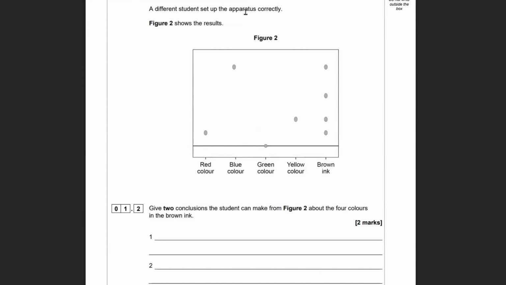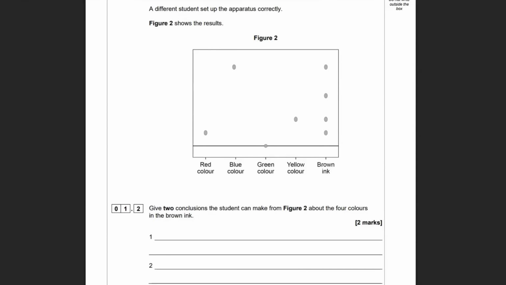A different student set up the apparatus correctly. So you can see it's correct now. Figure 2 shows the results. Give the 2 conclusions the student can make from figure 2 about the 4 colors in the brown ink. So we've got brown ink here and we can tell, look, it's split into 4 pieces. So there are 4 colors in the brown ink.